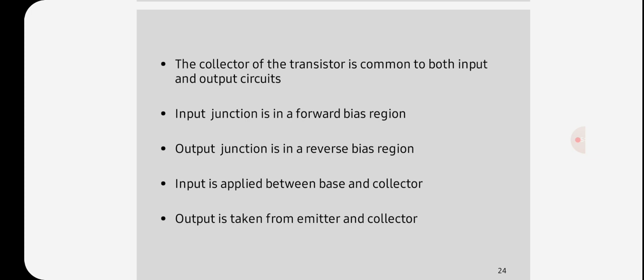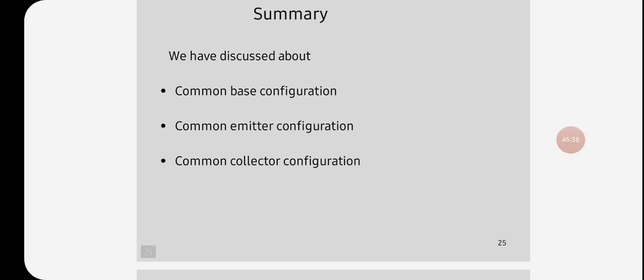The current amplification factor is the ratio of change in collector current to the change in emitter current at a constant collector base voltage VCB. And also it has the base current amplification factor, that is beta. It is the ratio of change in collector current to change in the base current. So here we have a few expressions and the relations of alpha and beta.